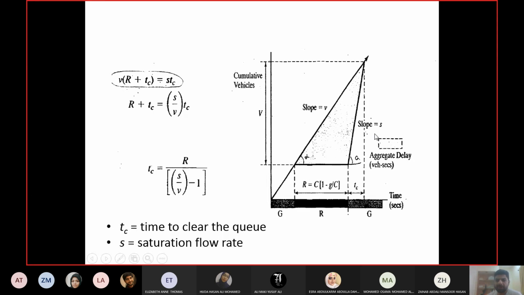So this is one way of calculating capital V, number of vehicles in the queue, which is by using departure flow rate or saturation flow rate, because we said queue is cleared at a rate of saturation.